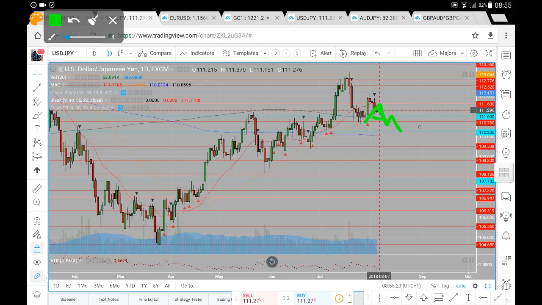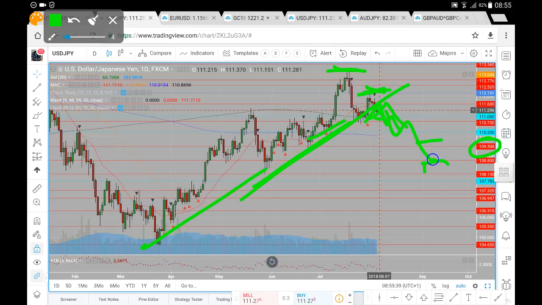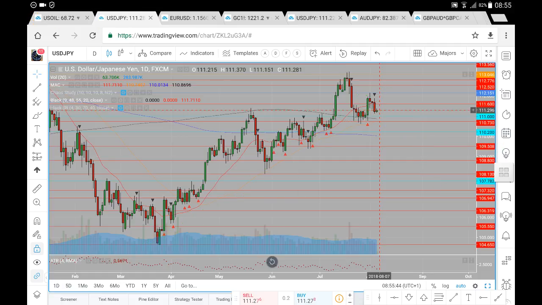If we do see a break of that 110.73, possibly looking for further downside momentum, as we were breaking this trend more recently, because we would have our highs, lower highs, breaking out of the trend here to the downside, in which case we may possibly see prices down towards 109.50, 108.80, and beyond that, possibly even 108.13 here on the US dollar Japanese yen.